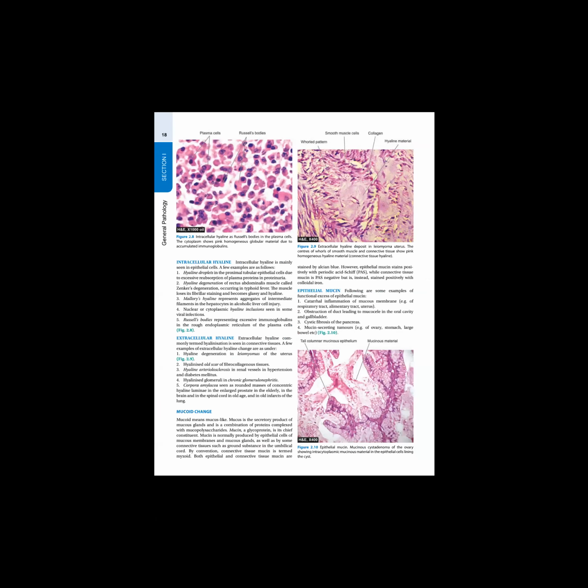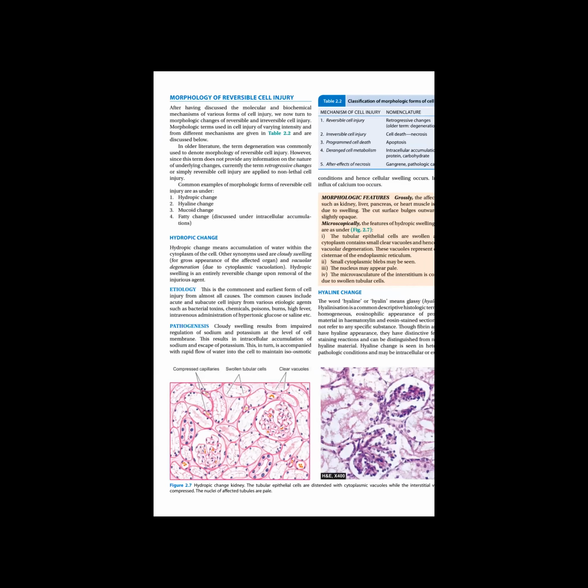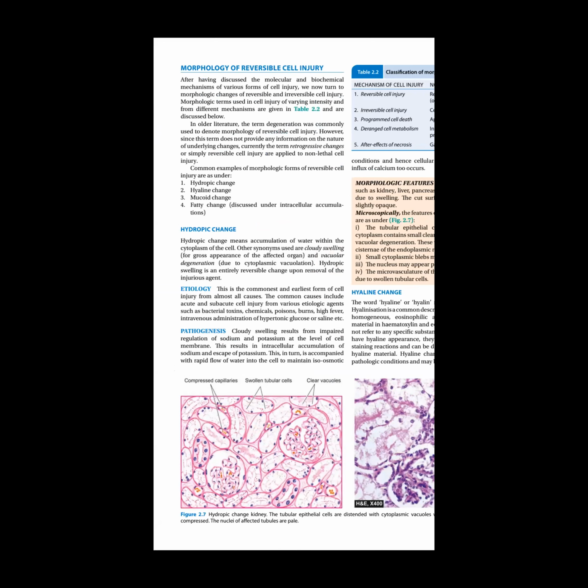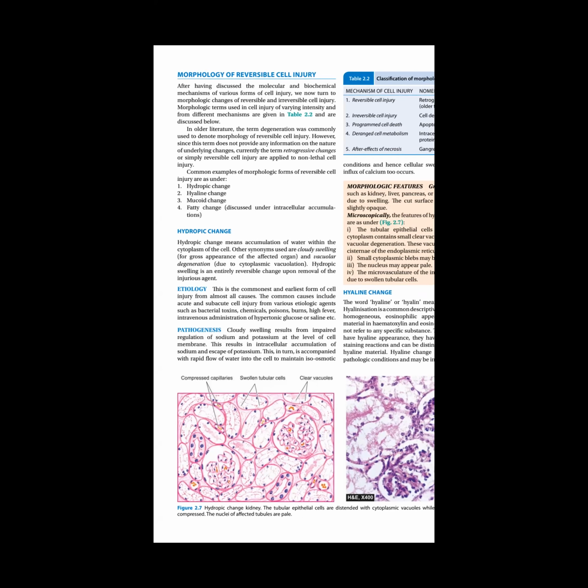Now what we are going to see is morphological changes. What morphological changes happen? Once the injury is happening, what things happen in the cell? Now we saw what is happening in the cytoplasm, but we have to see it layer-wise. These are the main four things that happen at the cellular level, and this is the tissue level.